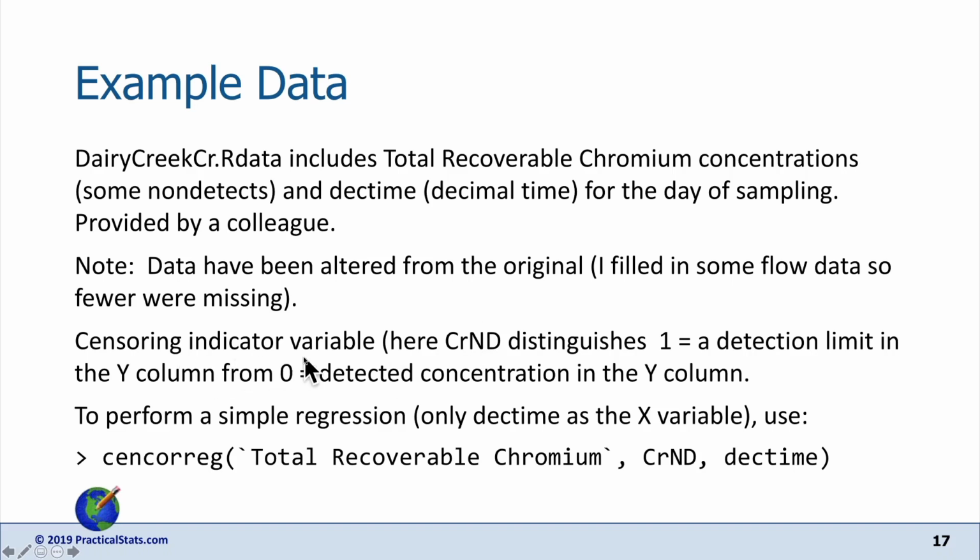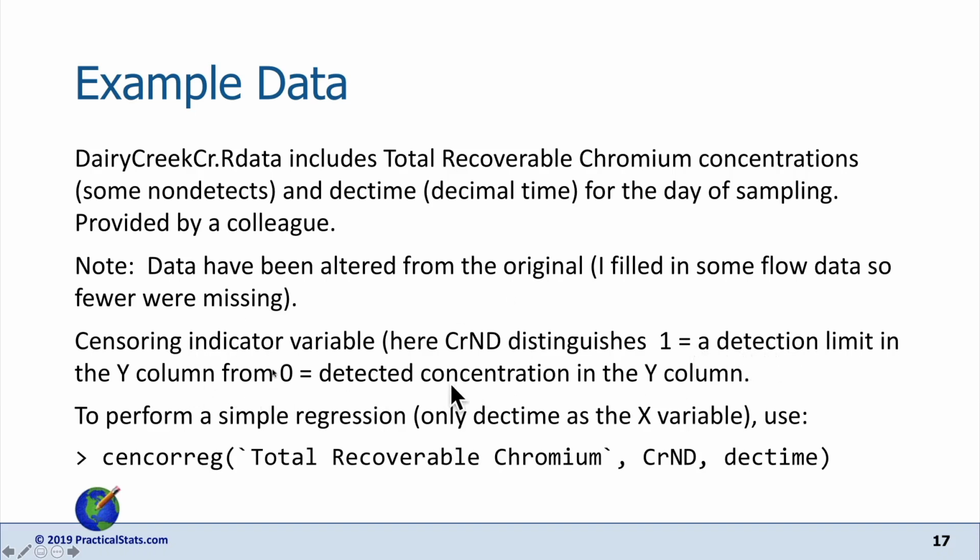So what you have are the concentrations. There's also an indicator variable. I've named it CRND, but if you've done any of this type of procedure before, you're familiar with this. This is one of two basic ways of storing data that are censored in a data set, and that's to have a second column that has an indicator. I use ones and zeros. One meaning a detection limit is back in the original Y concentration column. So if the detection limit's 0.02, there's a 0.02 back there for that row in the data set. And the 1 tells you it's a less than 0.02.